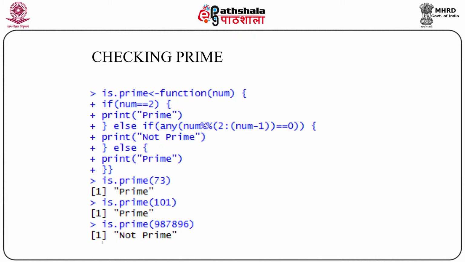Now, let us check whether our function is working properly or not. Here, if we want to check whether 73101 or even a large number like 987896 is prime or not, we need to put them within the is.prime function, and we will find that the first two are prime but the last one is not a prime number. So now we can claim that our newly constructed function is.prime is working properly.